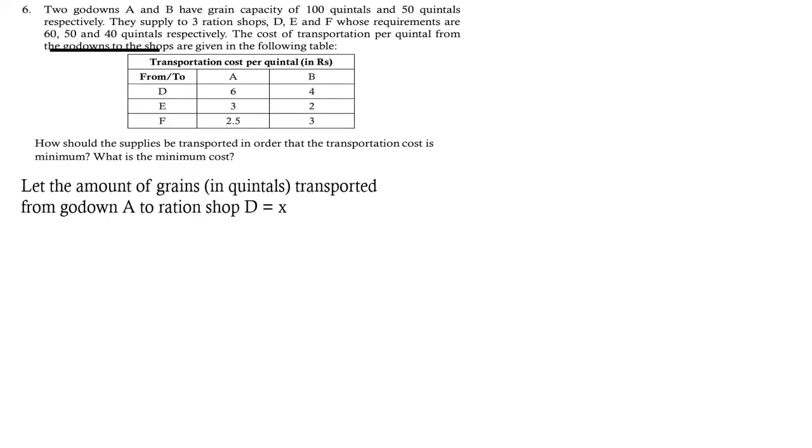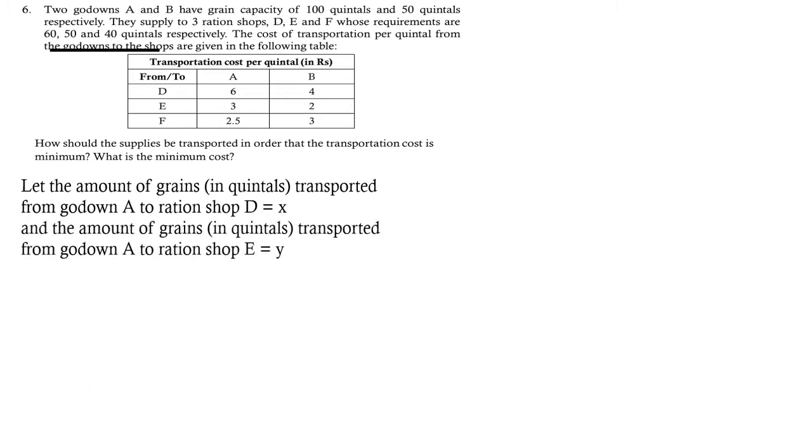So, let us take that the amount of grains in quintals transported from godown A to ration shop D is equal to X, and the amount of grains in quintals transported from godown A to ration shop E is equal to Y.